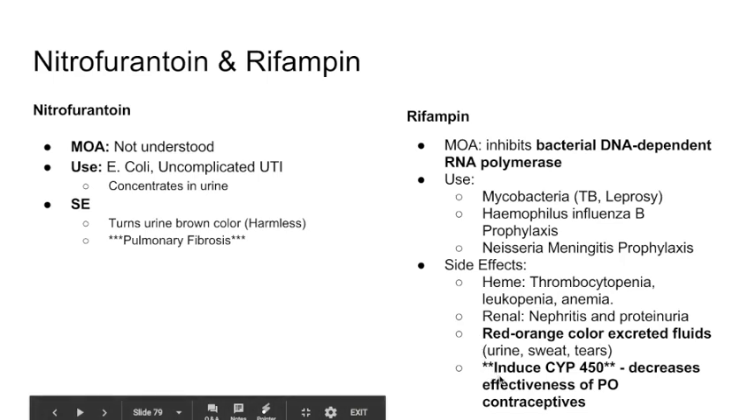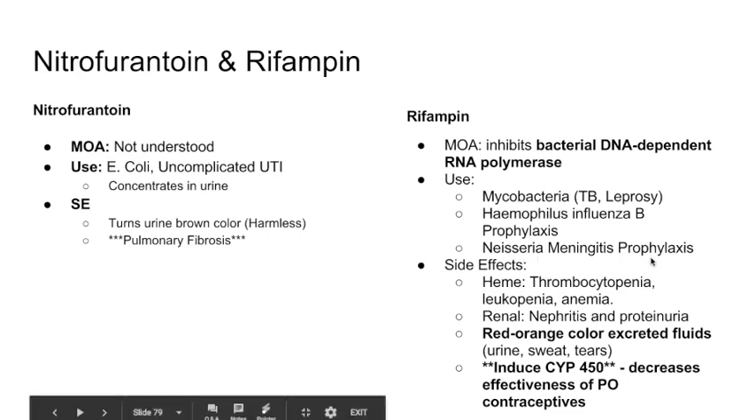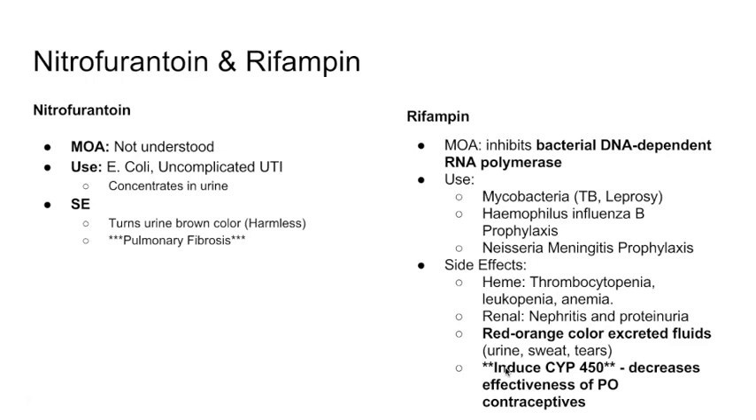And the last side effect that I would like you to be aware of, and it's actually highly tested, is that rifampin has a lot of drug interactions. And the reason for that is that it induces the CYP450 enzymes. So it makes these enzymes hyperactive. And one famous side effect is it decreases the effectiveness of oral contraceptives. So the question will go like this: patient taking rifampin, let's say for Neisseria meningitidis prophylaxis, and she ends up getting pregnant. Why did she get pregnant? The reason is that the CYP enzymes were induced. So that's kind of the question that you'll get on rifampin.